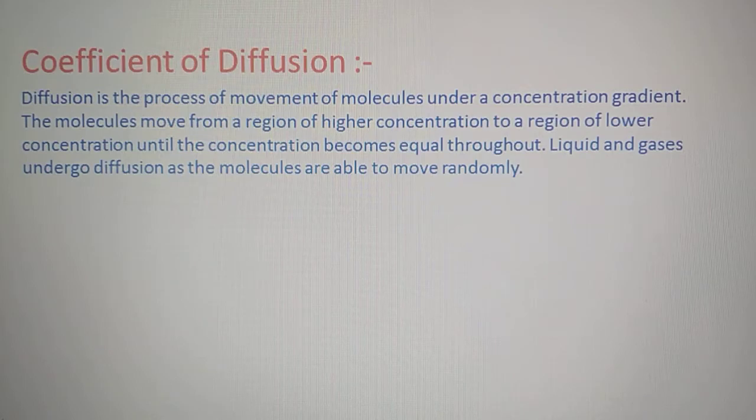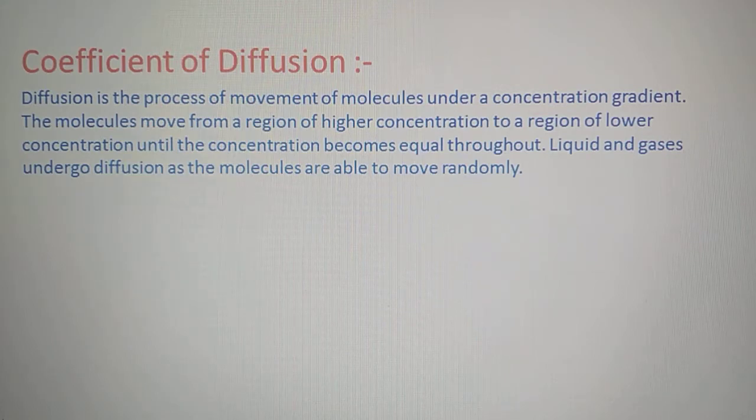In today's video, we are going to learn about the coefficient of diffusion, which is likely to be similar to the earlier two topics, the coefficient of viscosity and thermal conductivity of a gas. Now, before proceeding to the derivation of the coefficient of diffusion, let's try to understand what is meant by diffusion.